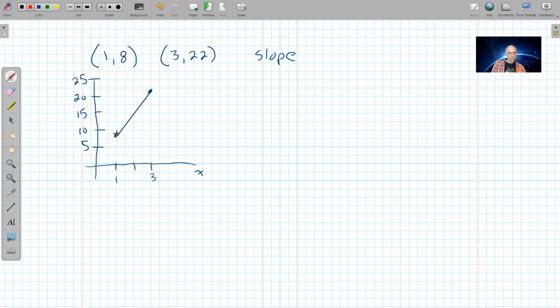I can see I'm going from 8 here up to 22 over here, and so I can figure out what that rise is. Let's see, I need to write that down. What is 22 minus 8? On a good day, it is 14, I think. So I'm going up 14, and then I'm going to go to the right from 1 to 3. Well, that's pretty easy. That's just 2. 3 minus 1 is 2. My slope is 14 over 2, which I can reduce to 7 over 1, or more simply just 7.